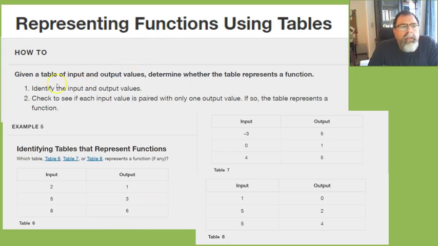Representing functions using tables. So given a table of input-output values, determine whether the table represents a function. So you're going to identify the input and the output. You're going to check to see if each input is paired with only one output value. If so, the table represents a function. All right, so looking at example 5, you see in table 6 here, we got 2, 5, and 8 as the input values. And then there's just a single number for 2. So basically, if you go back to our arrow diagrams, 2 is just going to get 1, 5 is going to get 1, 8 is going to get 1. So yeah, that's a function.